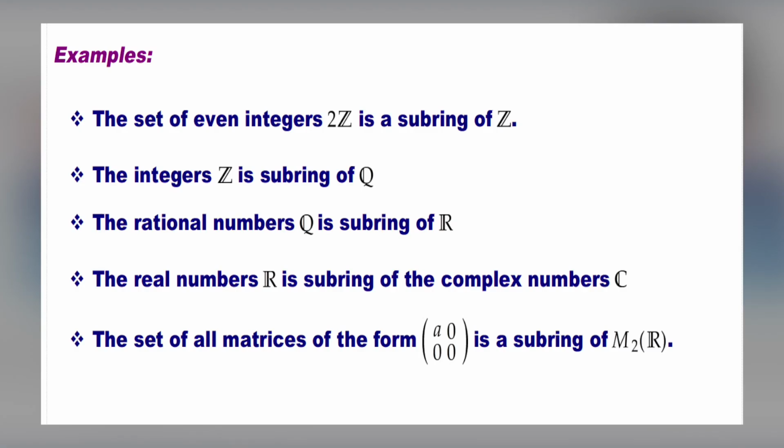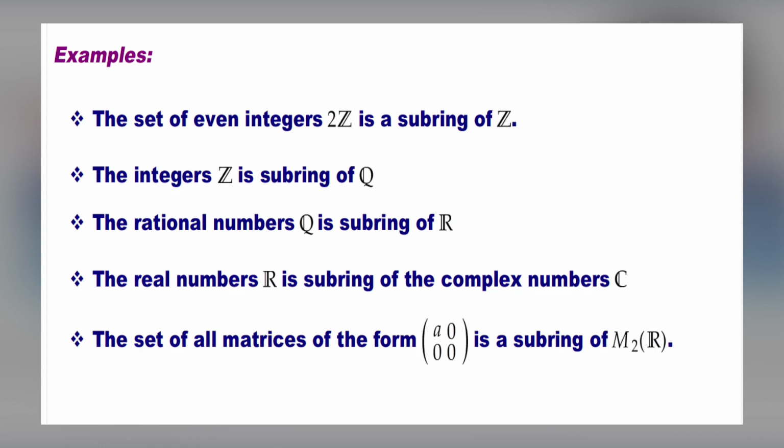We leave it to the student to check that each of the following examples is a subring. Examples: the set of even integers 2Z is a subring of Z. The integers Z is a subring of Q. The rational numbers Q is a subring of R. The real numbers R is a subring of the complex numbers C.